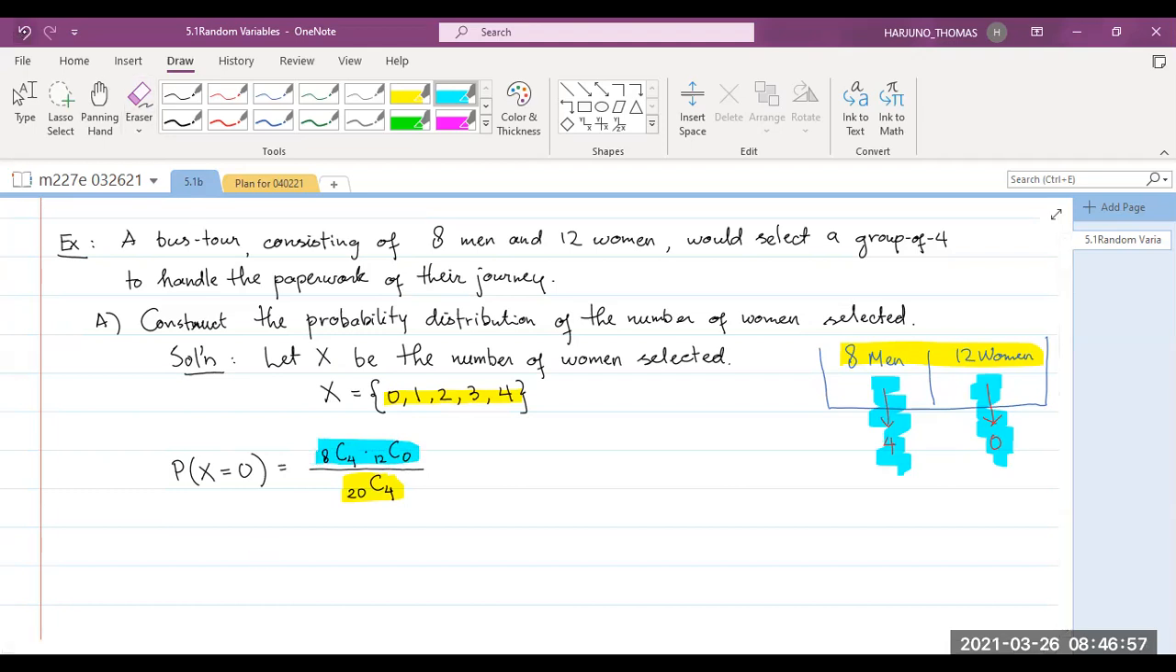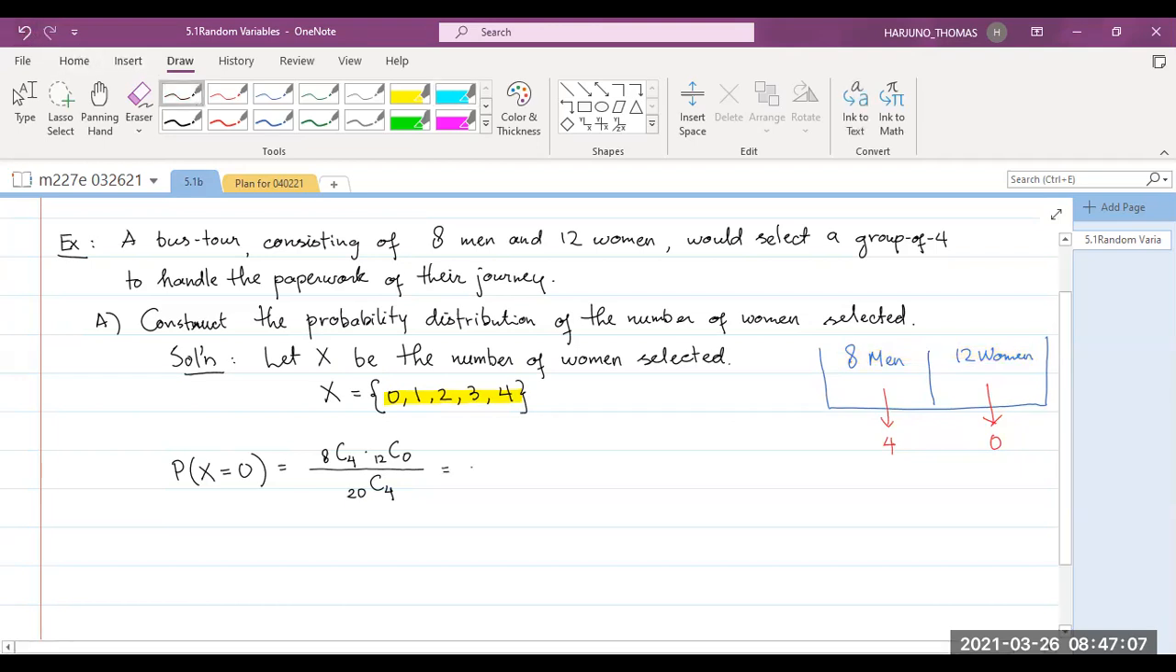Okay, now once we are done with that, we will compute that later on. Okay, I can compute it now. You can use your calculator to compute. 8 choose 4 is what? 8 choose 4 will be.